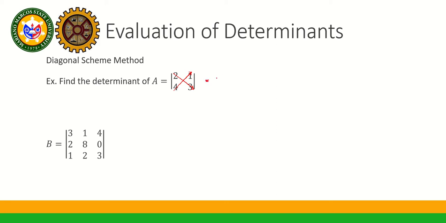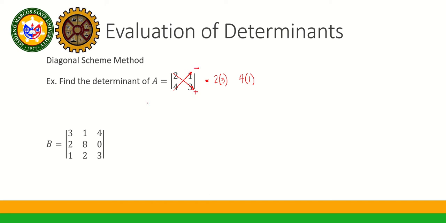Ito, si 2 and 3. So, this will be equal to, in getting the determinants, multiply natin si 2 and 3. Tapos, yung pataas naman is 4 times 1. So, this will be equal to 4 times 1. But, how do we get yung signs and operations? So, pag pababa siya, that is positive. So, positive to. Pag pataas naman, that will be negative.